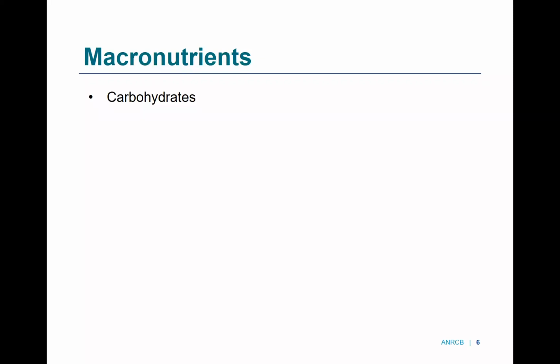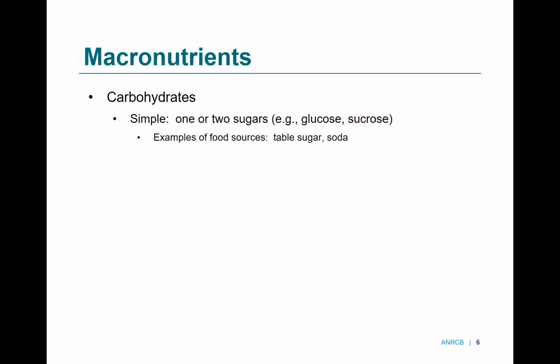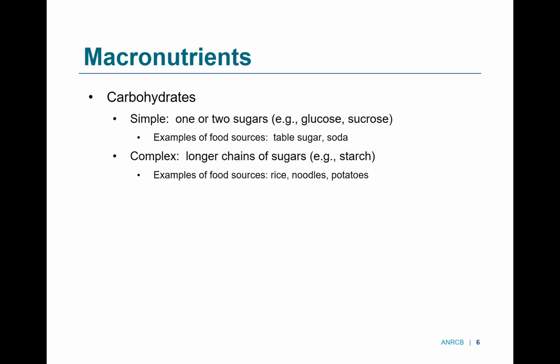So starting with carbohydrates, they can be simple or they can be complex. So simple ones have one or two sugar units. So think of glucose, right? Think about table sugar or sweet beverages like Coca-Cola. Those would contain these simple carbohydrates. Complex carbohydrates are starches, for example. These are things that you find in our daily foods, such as rice, noodles, or potatoes. Those are also energy giving.